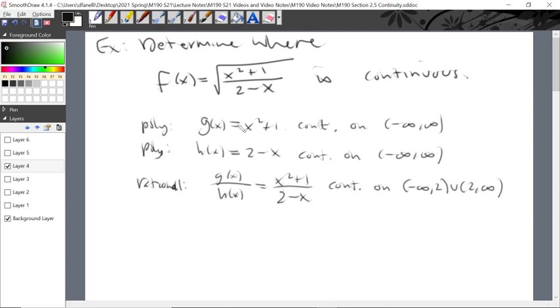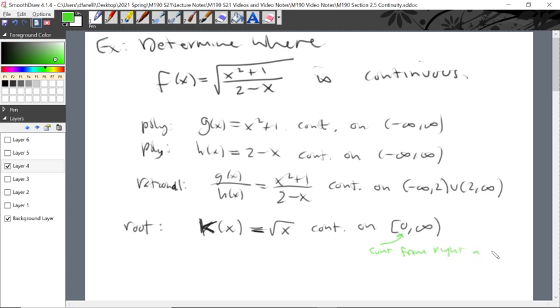And then finally we have this outer function here, the radical. Let's call that k of x. K of x equals the square root of x, continuous on its domain. It is a root function or a radical function, so it is continuous on its domain from 0 to infinity. And of course at 0, we are saying that it is continuous from the right at x equals 0, by saying it's continuous at an endpoint of its domain.